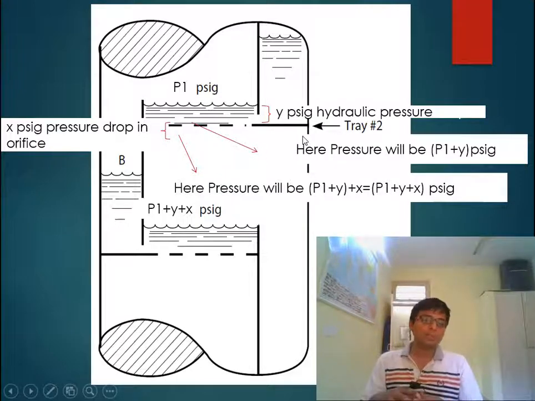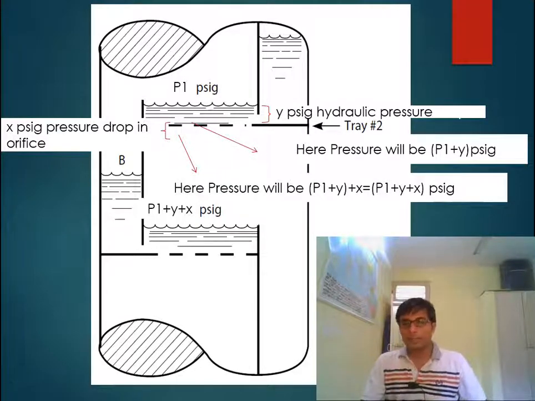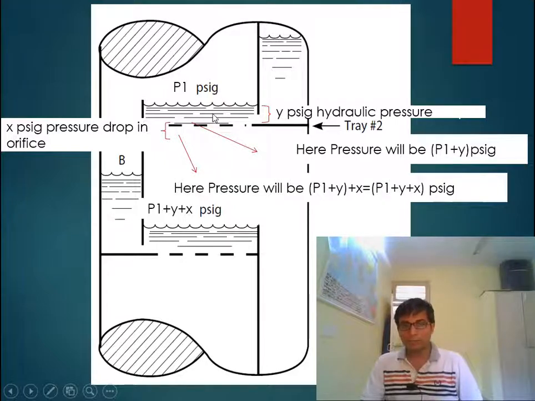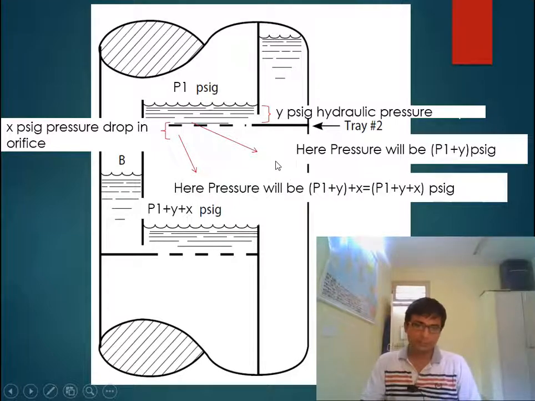Now there is another phenomenon called dumping. In that case, instead of liquid going through the usual path, I mean through the downcomer, all of the liquid will start dropping from the holes. So none of the liquid is passing through the downcomer, all of the liquid has started passing through the holes, and that phenomenon is called dumping.